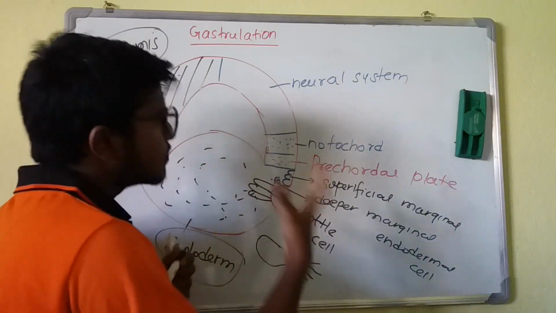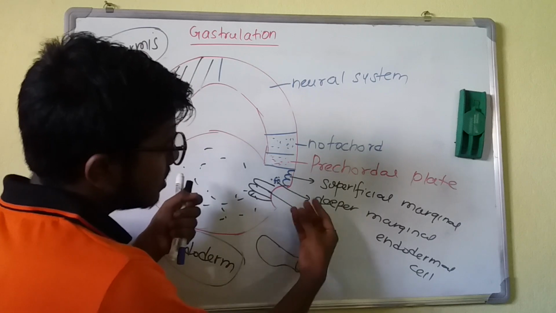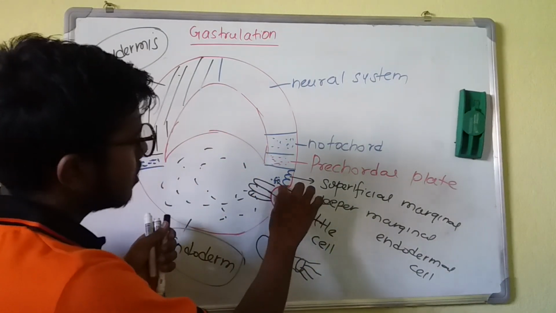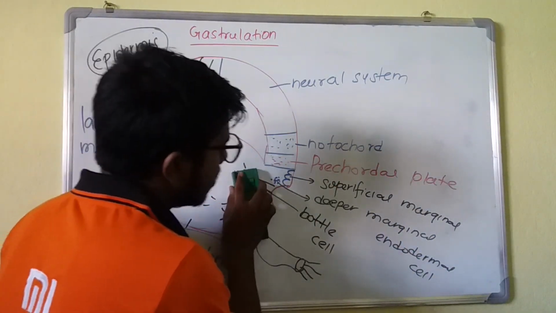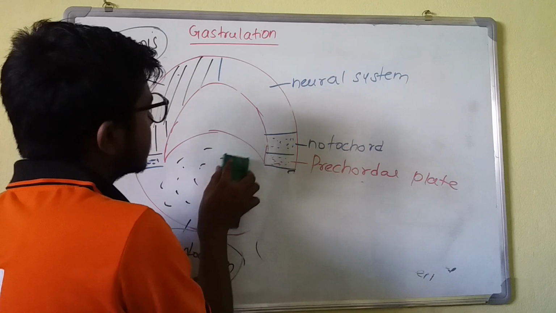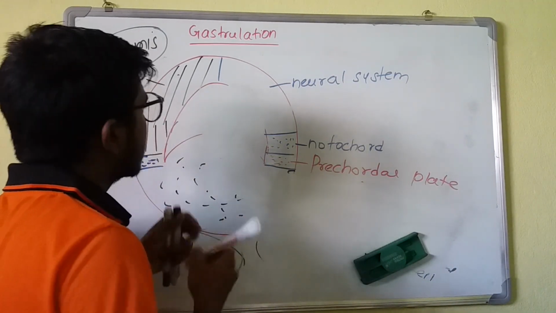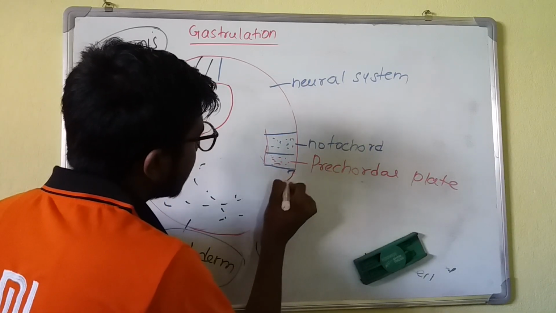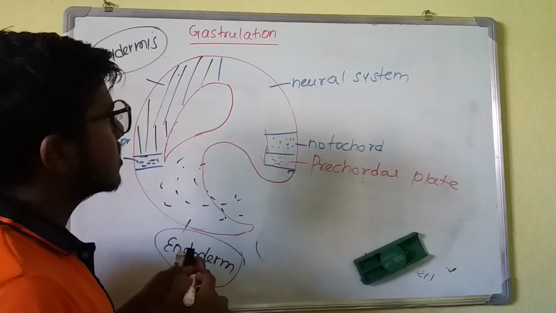Now this process is accompanied by a new cavity forming. So I will draw this. You can copy the figure. Now what happens? This blastocoel is being obliterated. Now a new cavity is forming. A new cavity is forming due to the effect of the bottle cell.